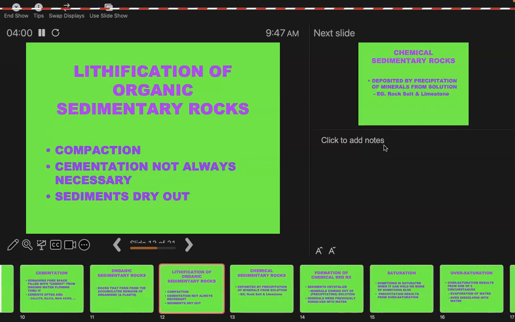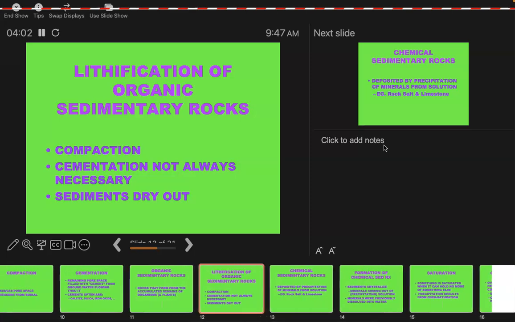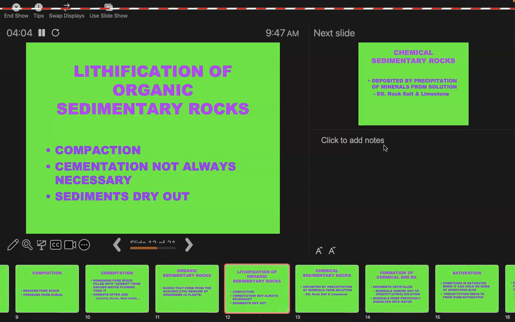All right, so not a whole lot on organics, okay? They're very similar to clastic, just we have a big component of it being organic in origin. Questions about organic sedimentary rocks and or their lithification and or examples therein.